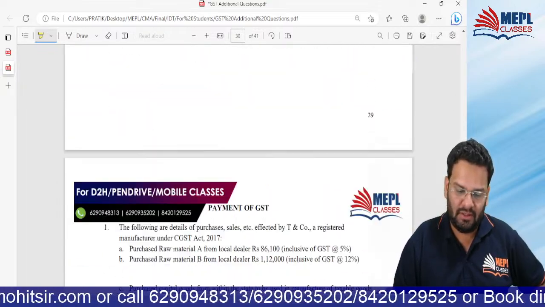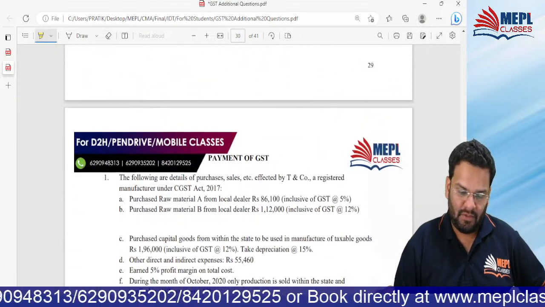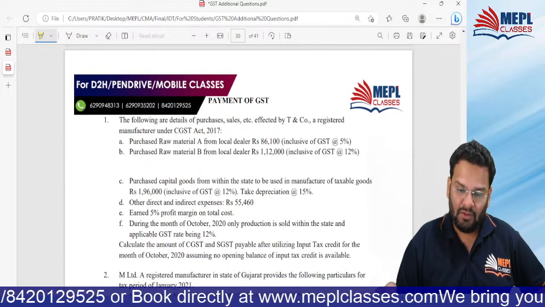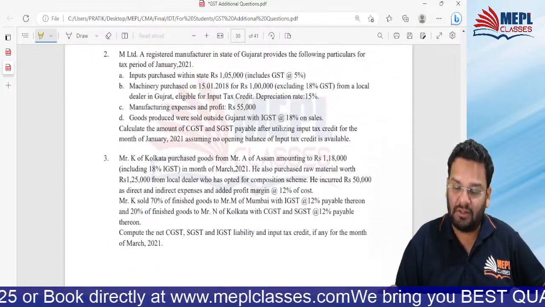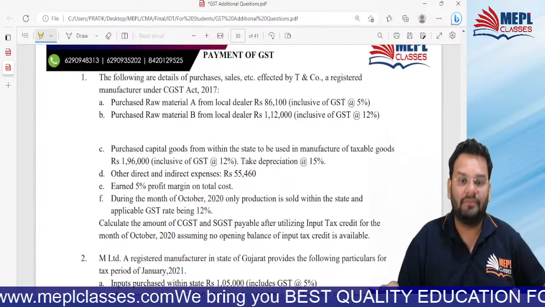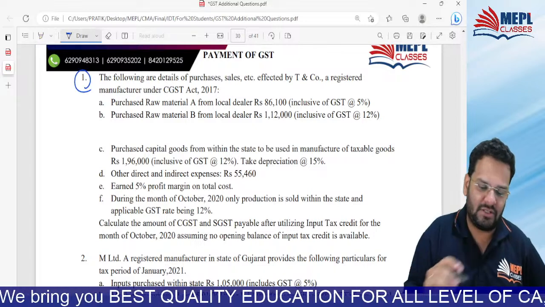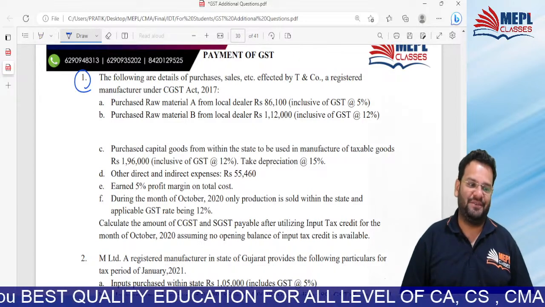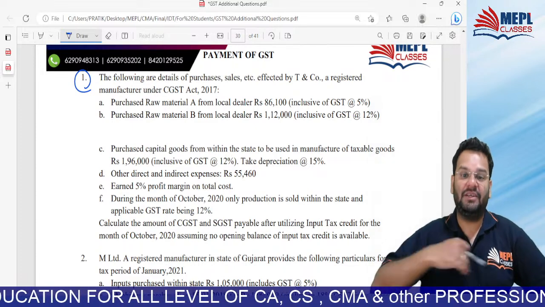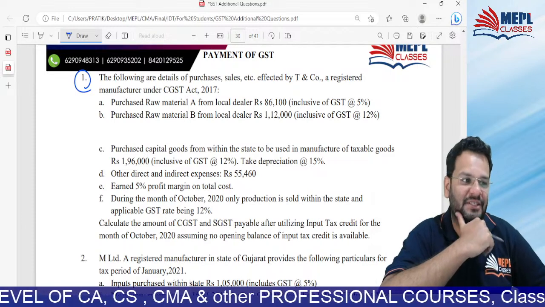Now, in this additional questions, you have got the topic of payment of GST. That is on page number 30. So on page number 30, you will get the first question on payment of GST. We will do that question. Once you are ready to solve this, let me know. Shall we?